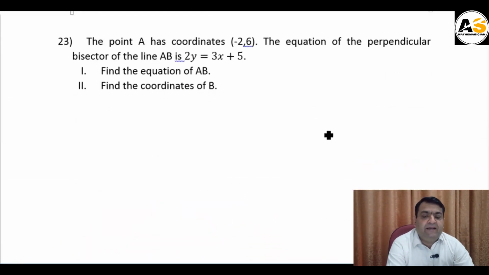Question number 23. Point A has coordinates (minus 2, 6). The equation of the perpendicular bisector of AB is given. We have to find the equation of AB.